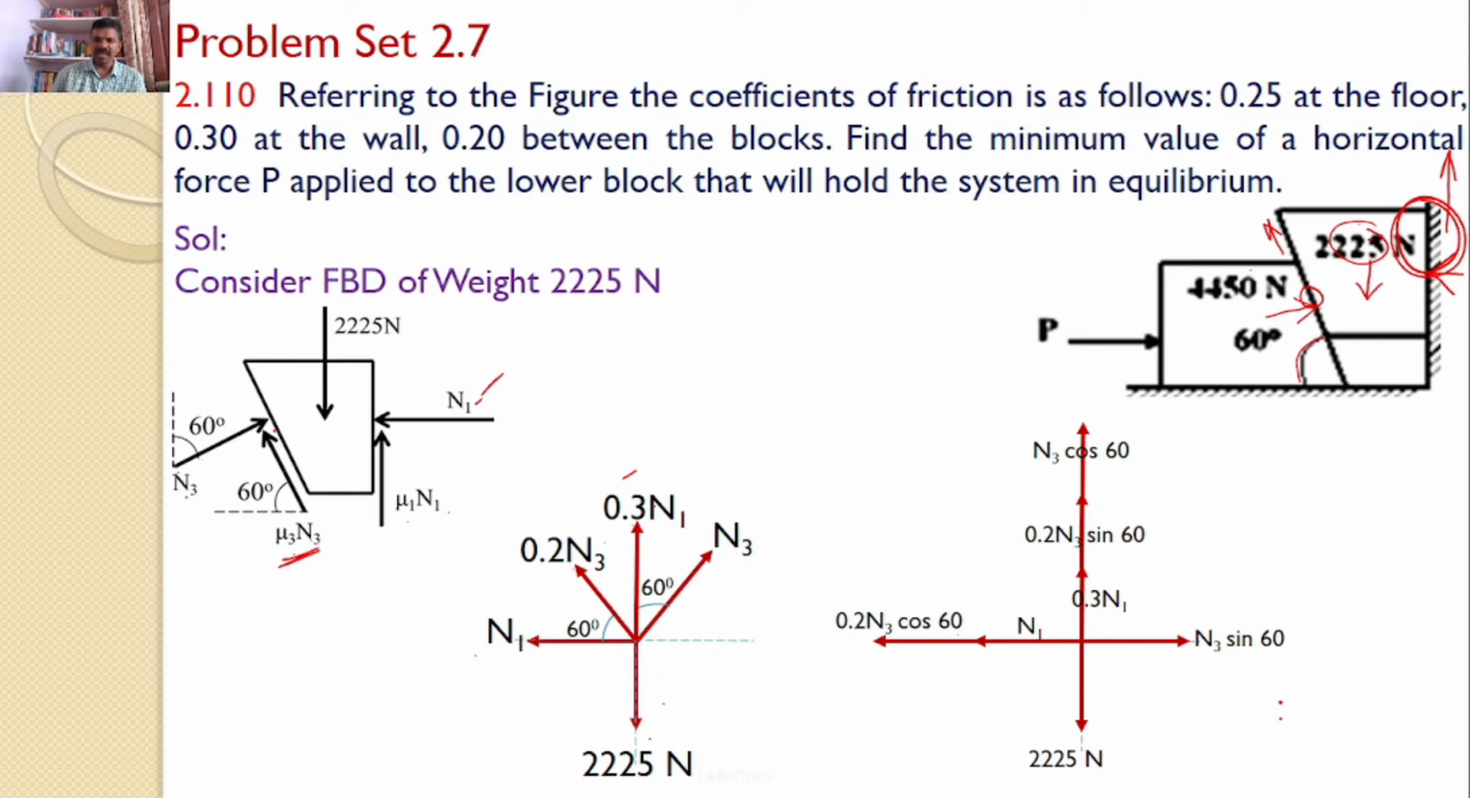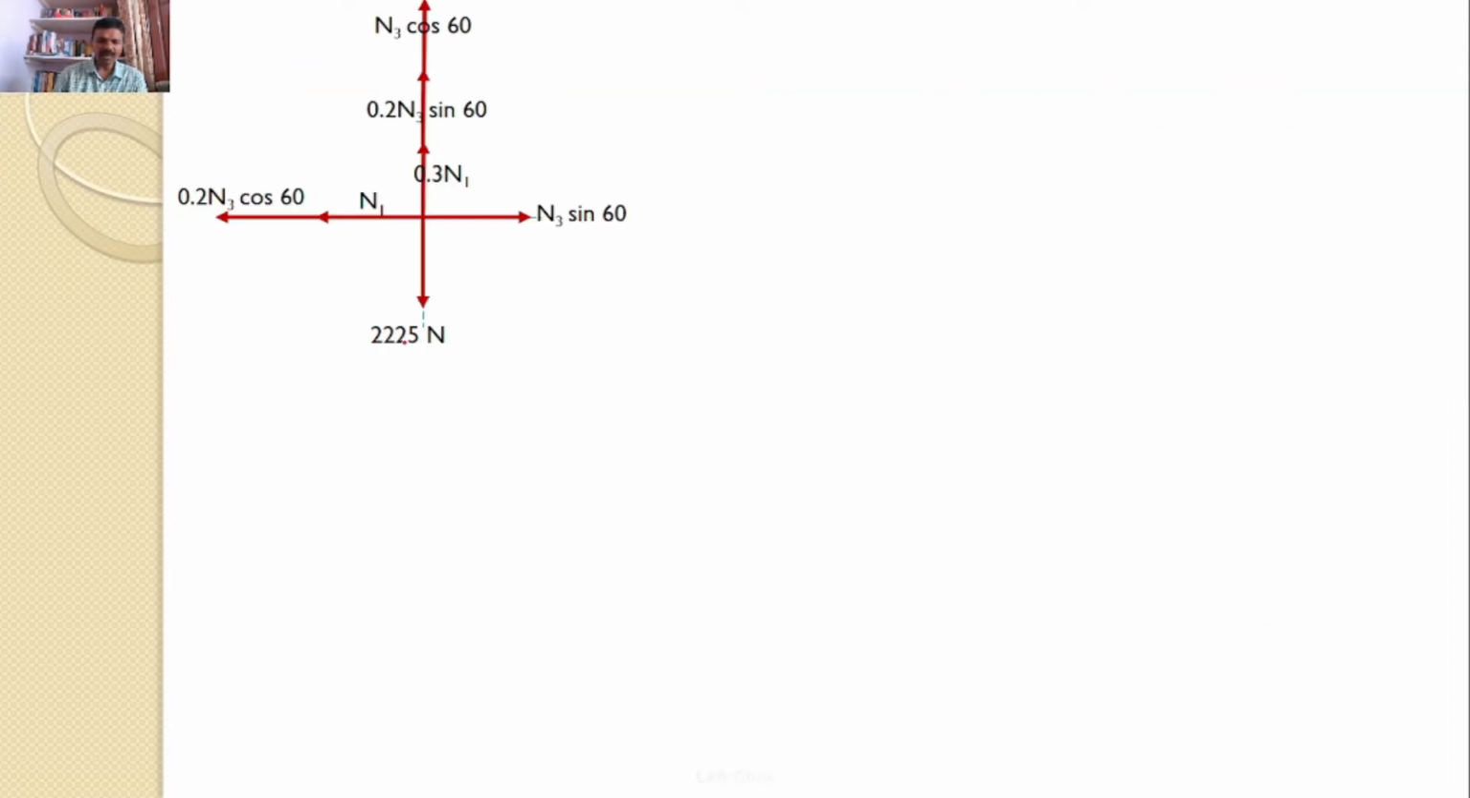Let us apply the equilibrium equations. First, sigma Fx is equal to 0. I will consider this as my positive direction for the x and y axes. So, by considering sigma Fx equal to 0, N3 sin 60 is equal to N1 plus 0.2 N3 cos 60.